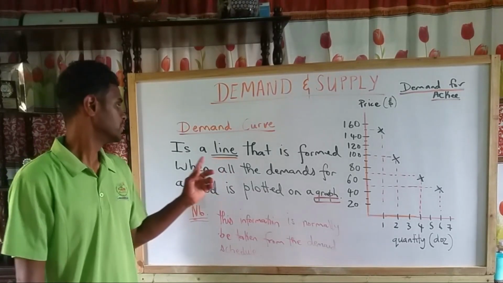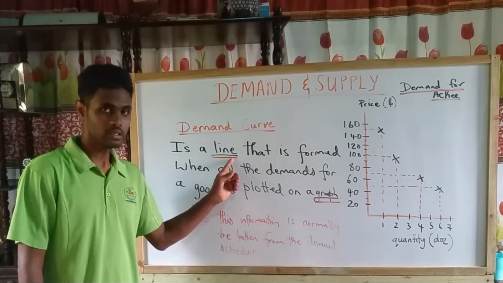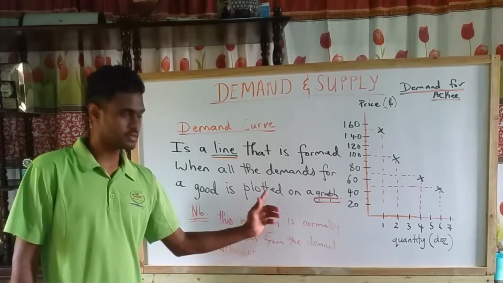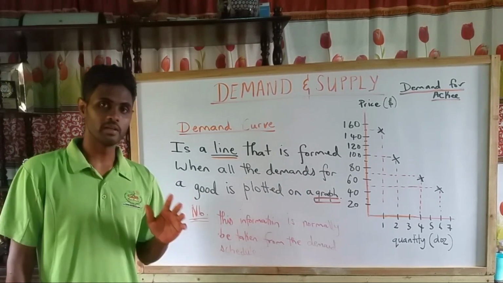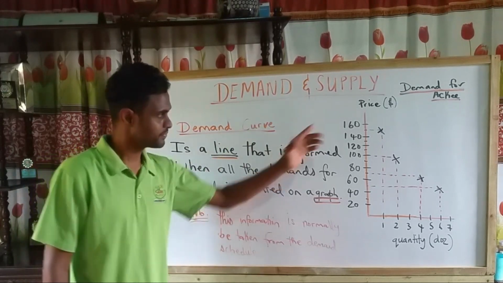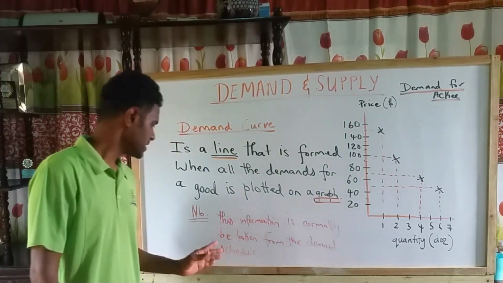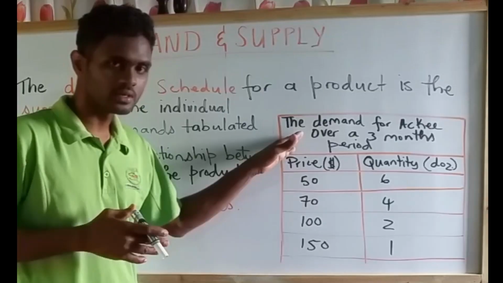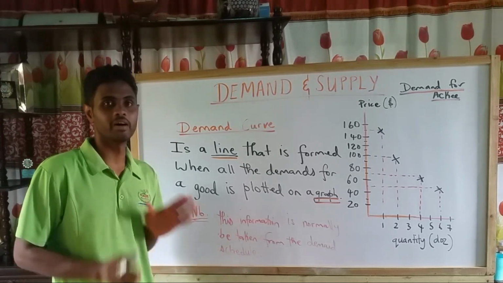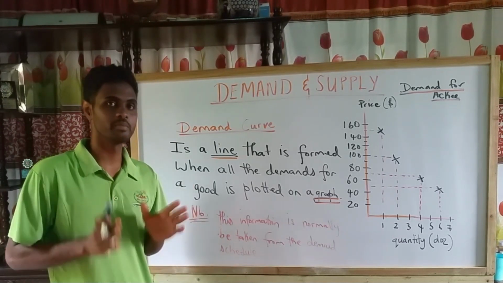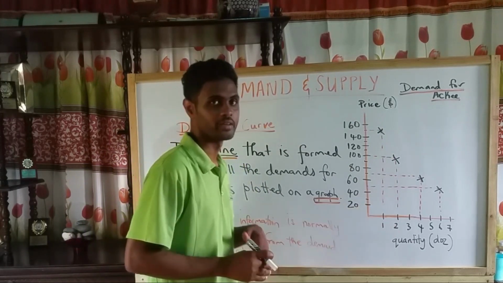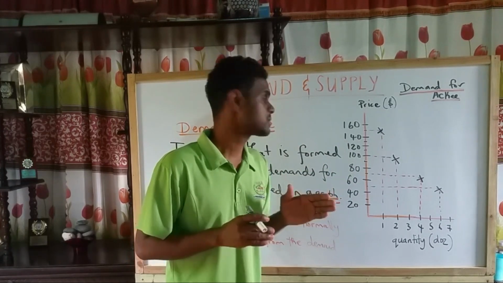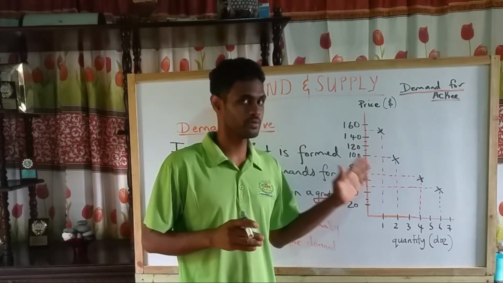Alright, the demand curve. The demand curve is a line that is formed when all the demands for a good are plotted on a graph. Normally the information that you plot on the graph is taken from a demand schedule. So when a demand schedule is collected, that information can be put on a graph, and when you plot all that information, you get a line. That line is called the demand curve, and I'll show you the example over here.